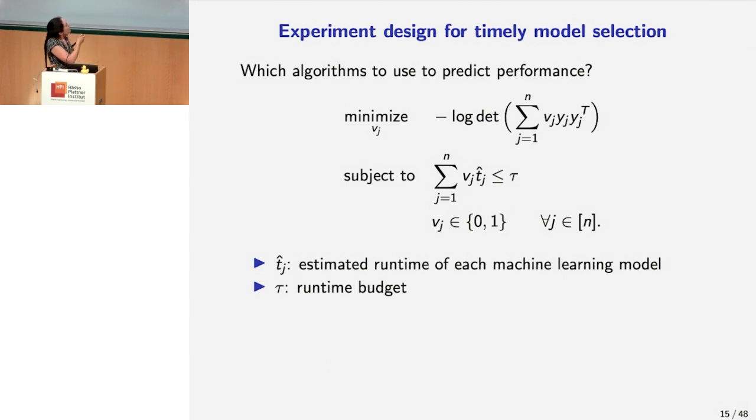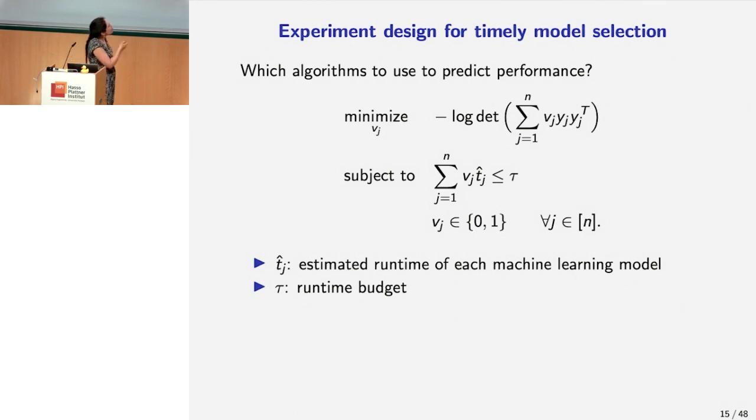So here's what we're going to do. We're going to estimate t hat, that's how long it's going to take you to run model j on your data set, okay? And we're going to have this decision variable, vj, which I'm going to represent as 0, 1, that says, did I run model j on my data set? 1, yes, 0, no. So the total time that it takes me to estimate my x vector is just the sum of the vj's times the t hat j's. That's how long it takes me to do my meta learning.